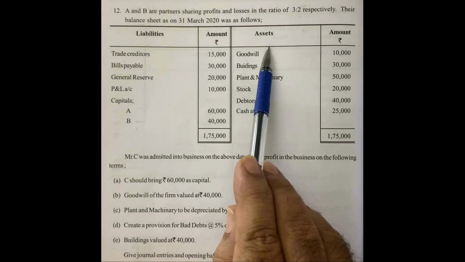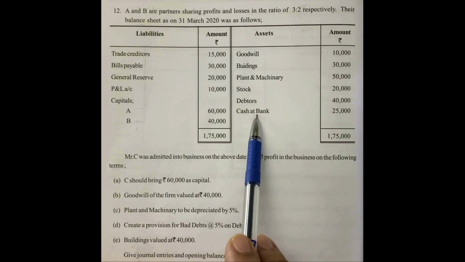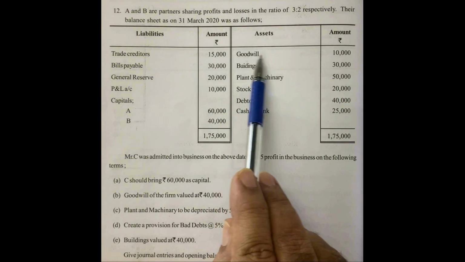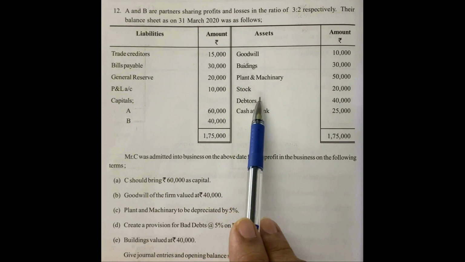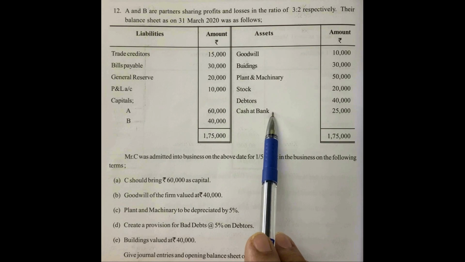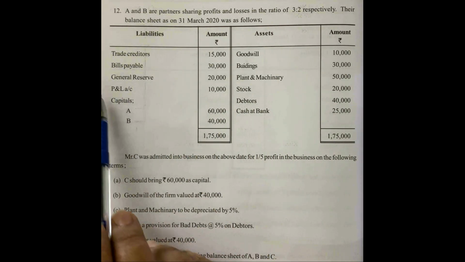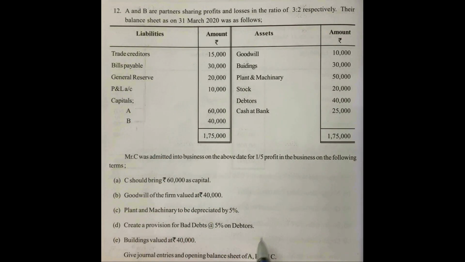Next, come to the asset side. Cash at bank means bank balance is given in the question and cash balance is not given. Therefore, we prepare bank account. After bank account, we prepare goodwill account. With this, the ledger will be completed. Next, we prepare the new balance sheet, the balance sheet of A, B and C.